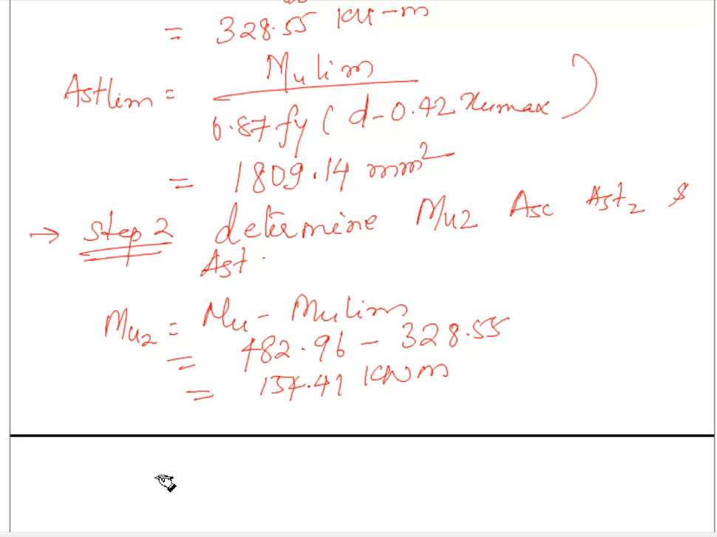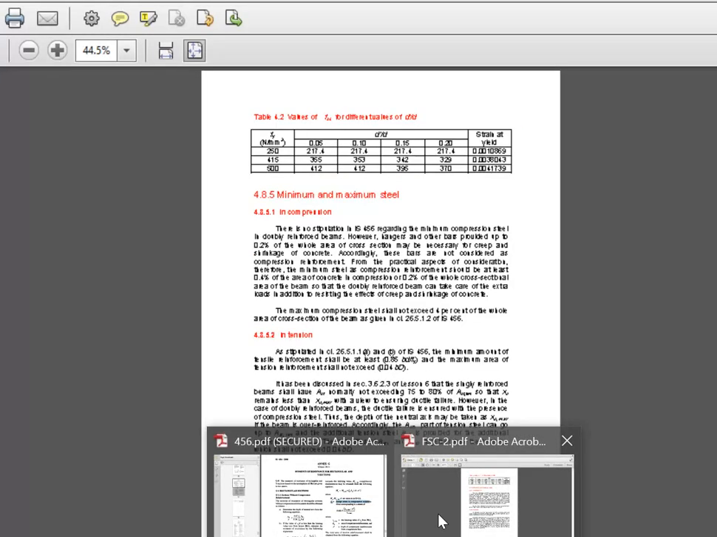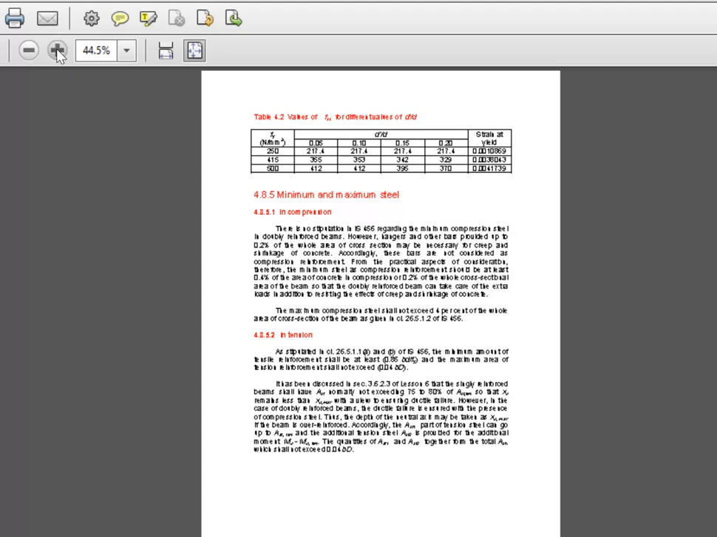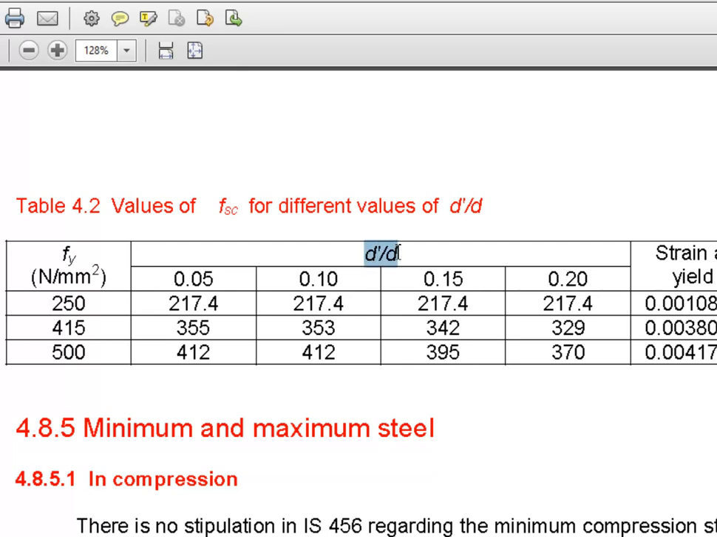For FSC we have a table, where we need to calculate the ratio d dash by d. So d dash is 70 and d is 630, which is equal to 0.11. The table is present in IS 456. I'll directly show you the table from where we will find the value of FSC. So we have d dash by d, and our value is 0.11.